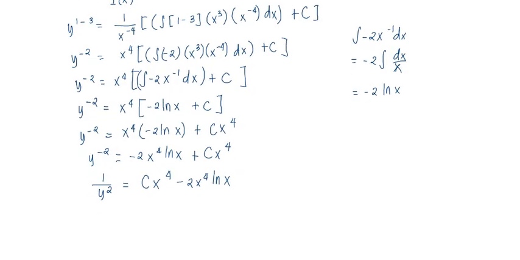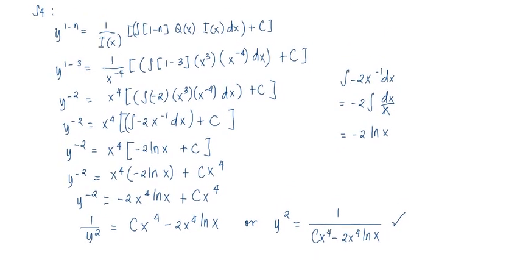It's okay if this is the case, or we can also write it as y squared by multiplying y squared on both sides. It will be y squared is equal to 1 over cx raised to 4 minus 2x raised to 4 ln x. Anyways, that will be the solution for number 2.